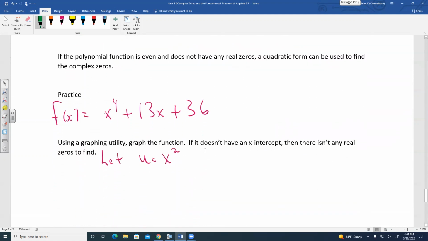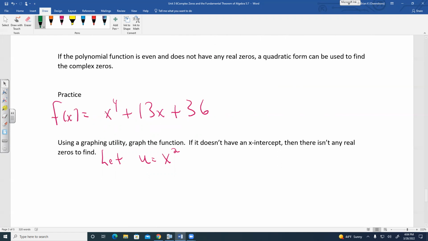So let's look at one more type of example. If the polynomial function is even and does not have any real zeros, a quadratic form can be used to find the complex zeros. So let's look at the function f of x equals x to the 4th plus 13x plus 16. Notice how this function is even.